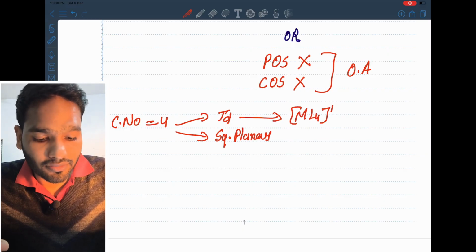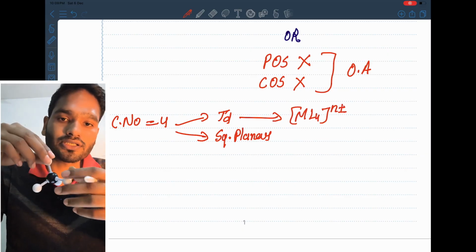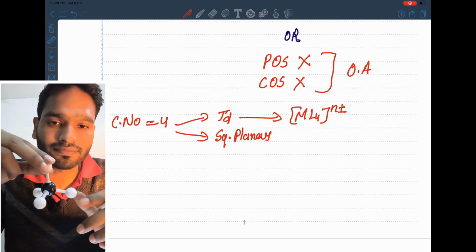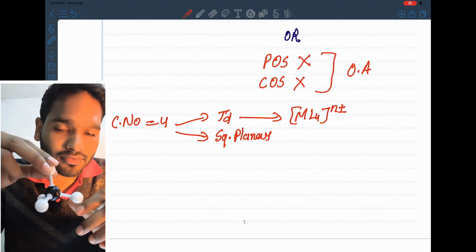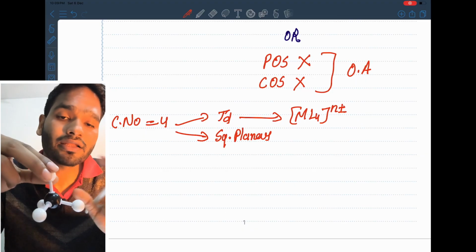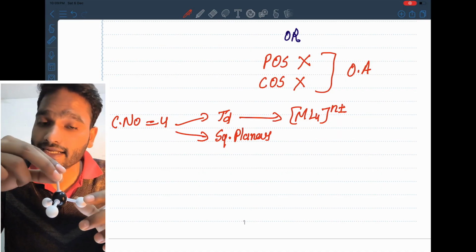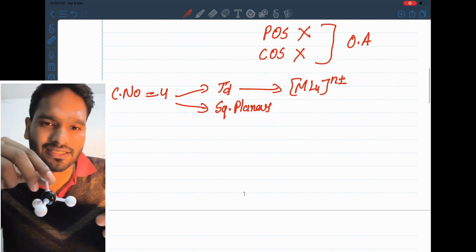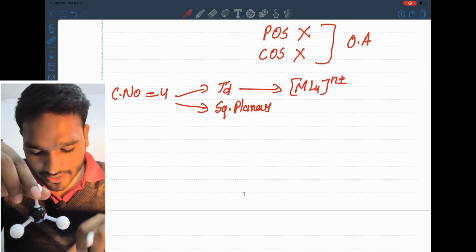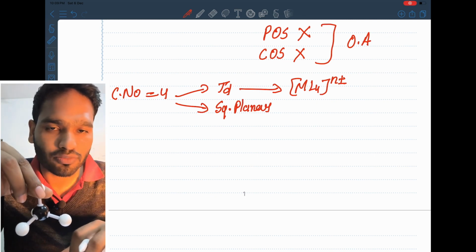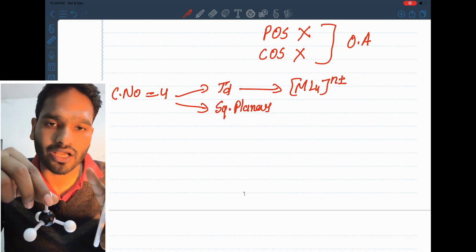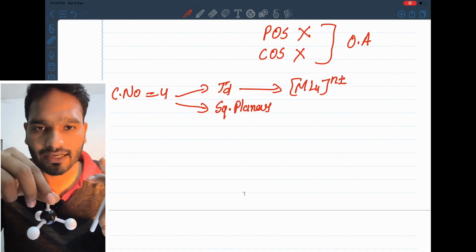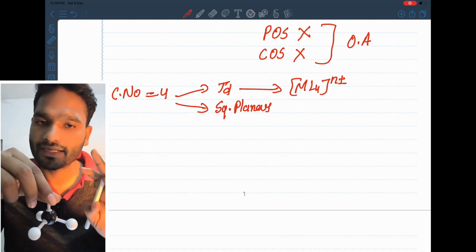So the tetrahedral geometry I will show you. So this is the tetrahedral geometry. If you check the mirror image, the mirror image will be superimposable if the ligands are the same. So there are two types of ligands. In this particular optical isomerism, we will be concerned with only two types of ligands: one is monodentate ligand and another is bidentate ligand.